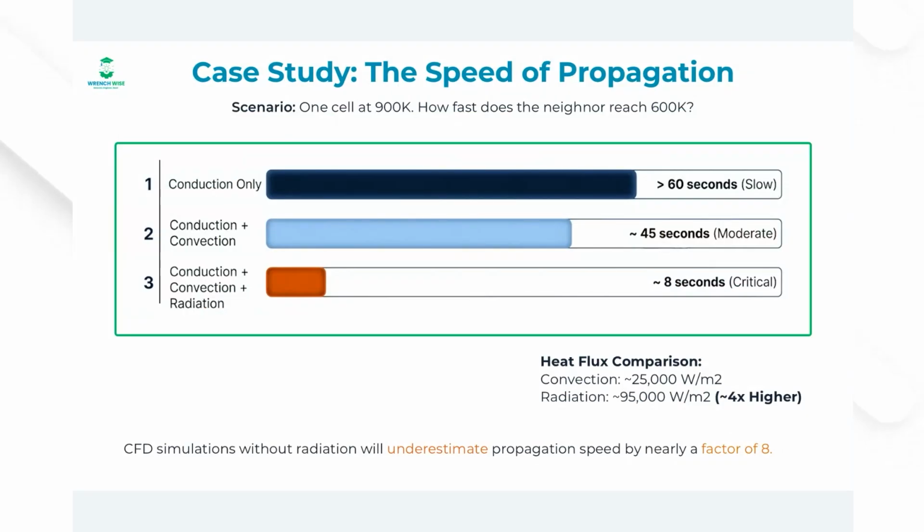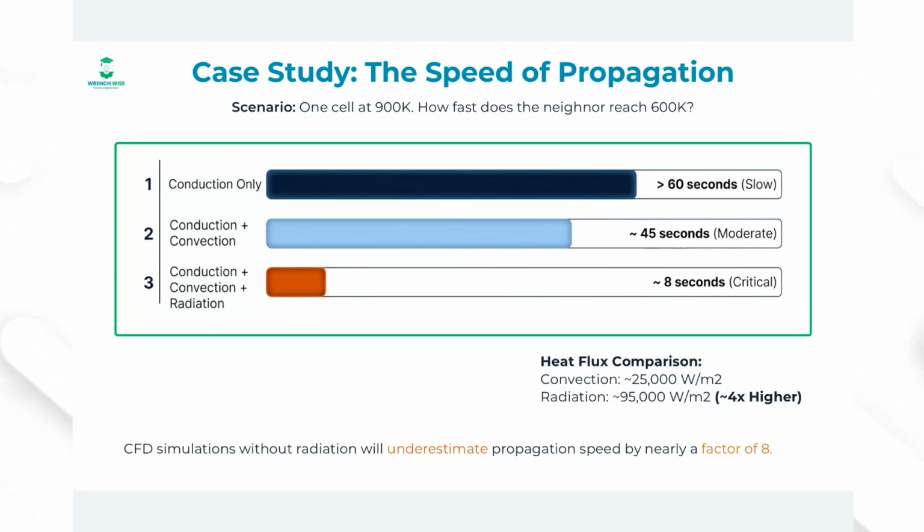Looking at the critical safety question of how much time you have, the setup is a standard propagation test. Let's say we have a trigger cell in thermal runaway at 900 Kelvin, and we are timing how long it takes for the neighboring cell to reach its own ignition temperature of 600 Kelvin. Bar number 1 says if you run a basic simulation with only conduction, which relies on heat moving through your tabs or air gaps, the model predicts that you have over 60 seconds. This suggests you have plenty of time for emergency cooling.